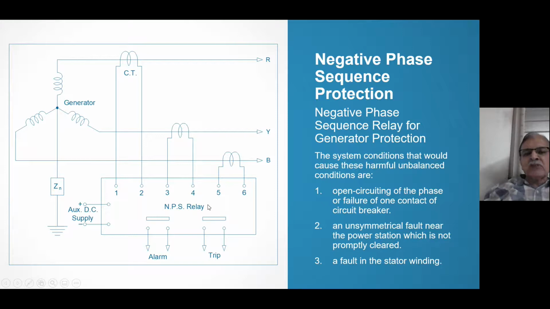That means if the negative phase sequence is beyond a certain value, then trip. But if it is a lower value, then first an alarm will be given, so that the in-charge engineer can take action if at all he can. The alarm is also sounded. So now with the next slide, we'll see how we extract negative phase sequence.